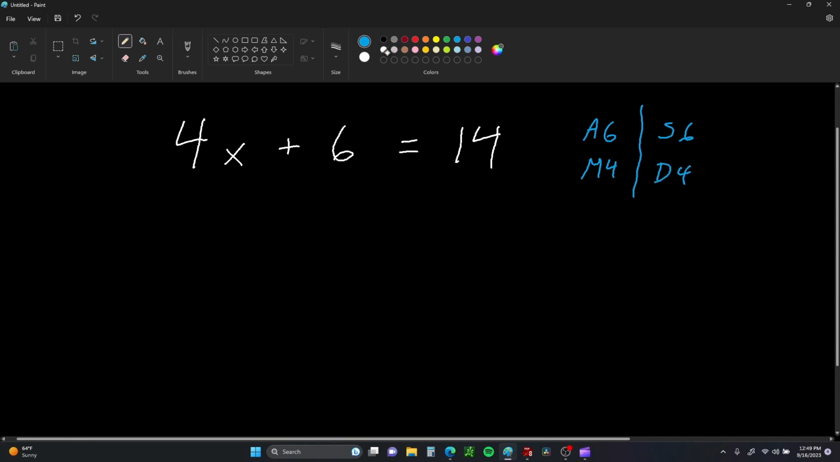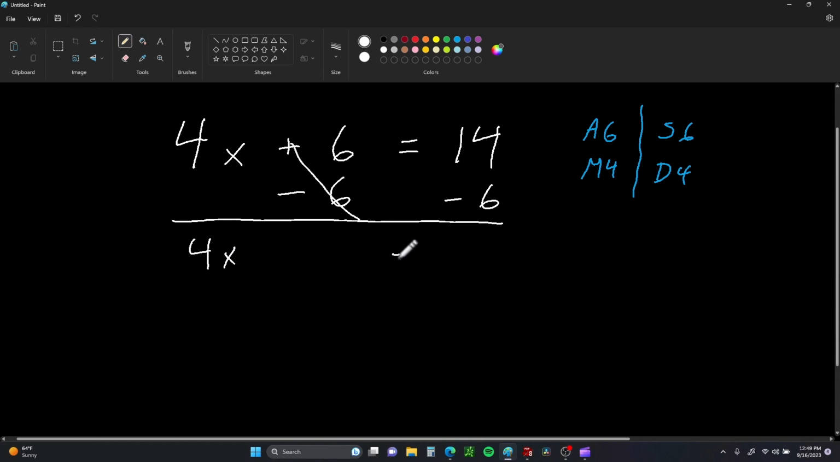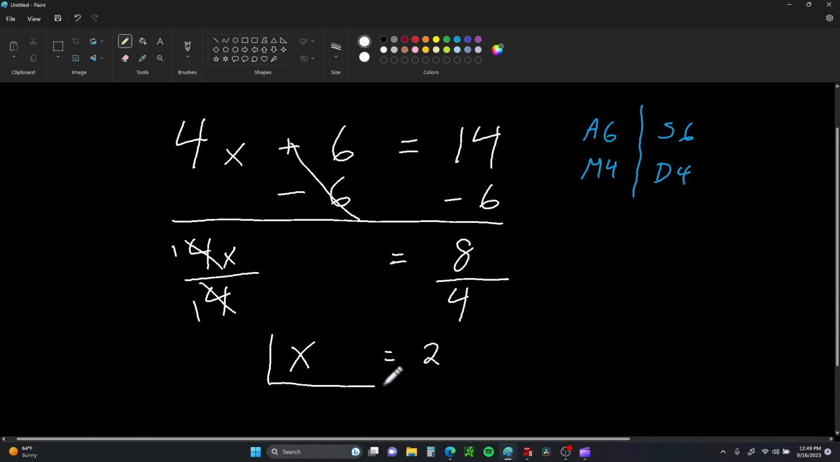So when I subtract 6 from both sides, I go left to right, I bring down the 4x. These add up to 0, bring down the equals, and 14 minus 6 is 8. Now I'm going to go over here and I'm going to divide both sides by 4. Fractions are a division problem. When I simplify the 4's, x is by itself, and 8 divided by 4 is 2, and this one's done.